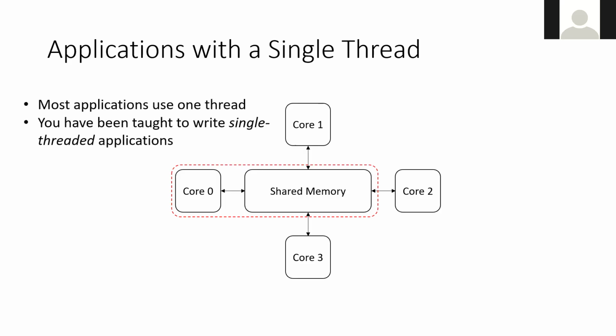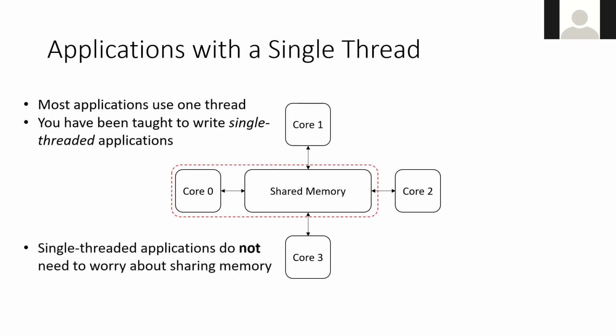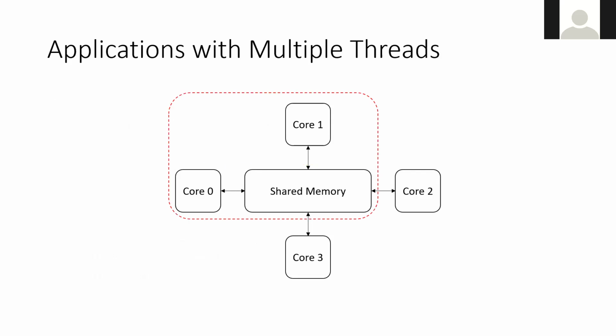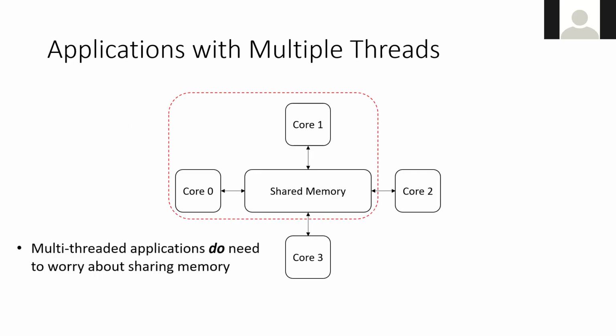Most applications use one thread. You have been taught to write single-threaded applications. But if you want to start writing multi-threaded applications, you'll have to start worrying about sharing memory because that's something the operating system doesn't manage. You'll have to manage it. So now you are given the ability to use different cores to execute the same program, and you will need to worry about sharing memory between cores, because multiple threads could modify the same variable without you knowing.